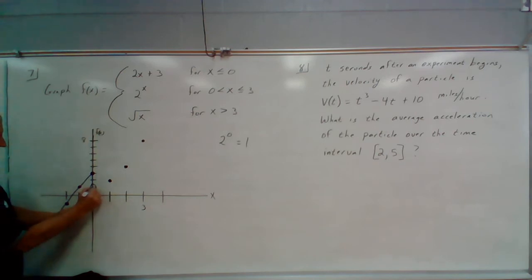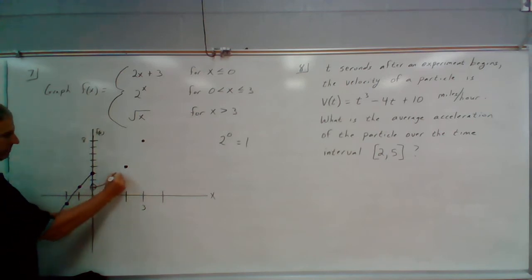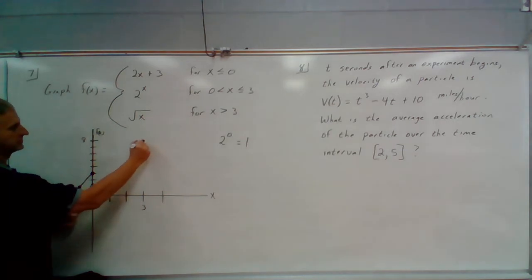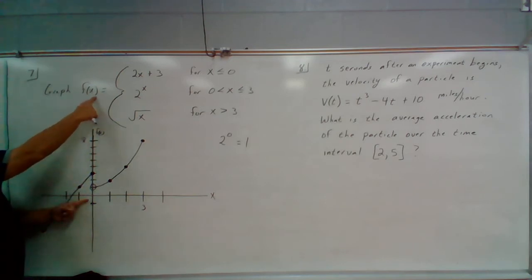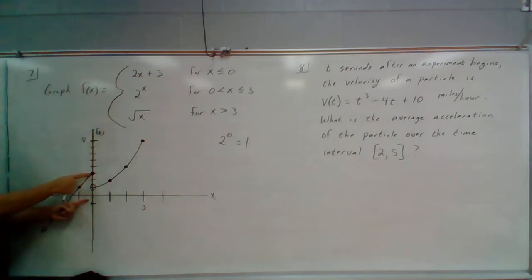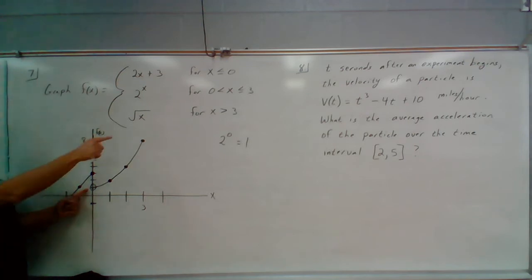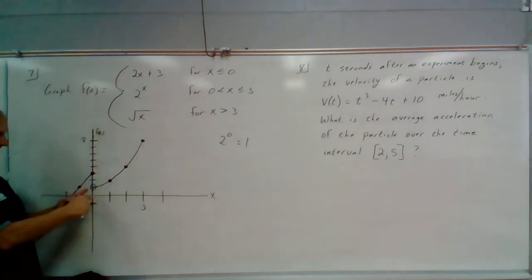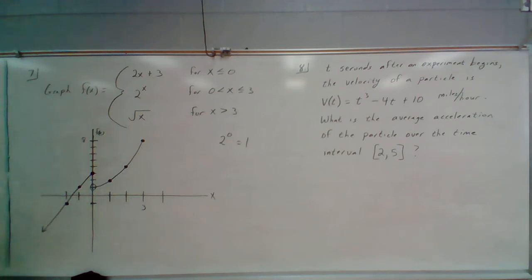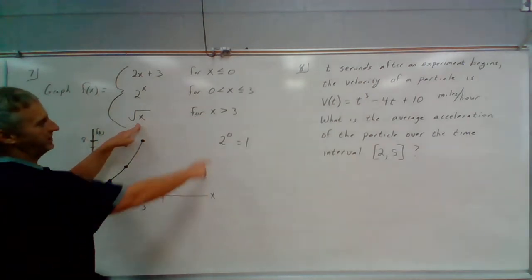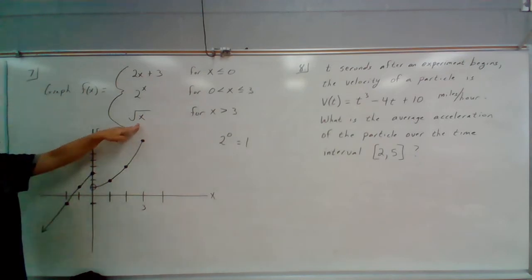So the graph of this looks like that, and it'll stop right there at 3. Again, if I plug 0 into this function, f of 0, I get 3. I get this solid point. I don't get the open circle. But if I plug 0 into this equation, I would get 1, so I'm going to plot it with an open circle. All right, let's graph the square root of x if x is bigger than 3.